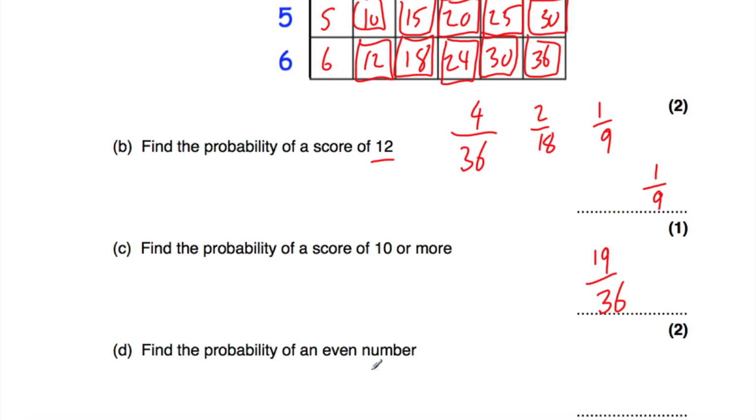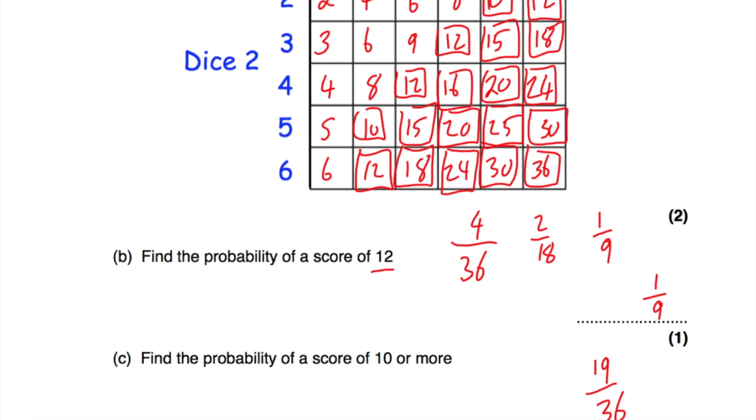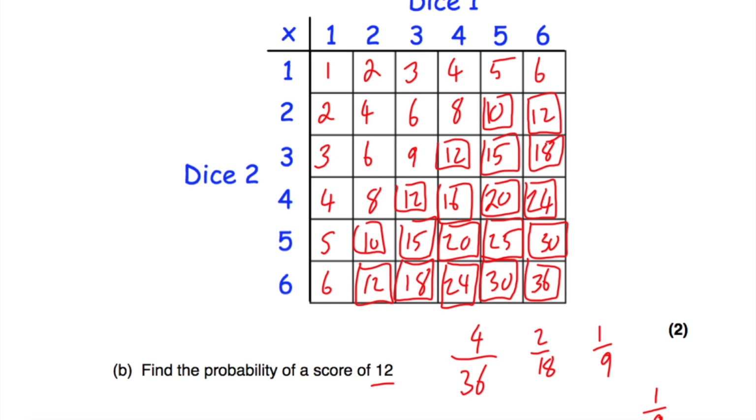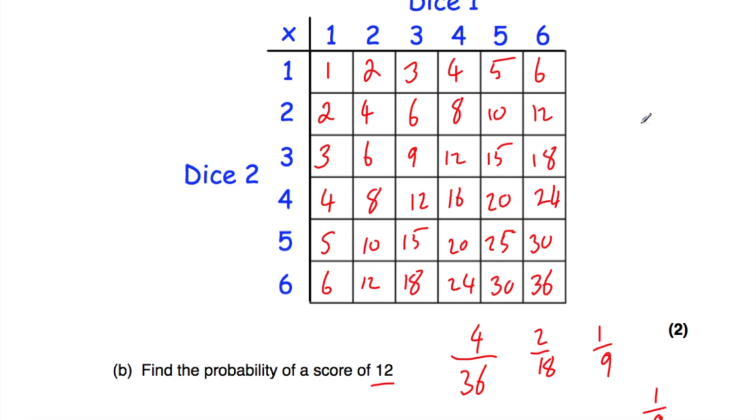Okay, and then part D. Part D says find the probability of an even number. So let's go back up to our sample space diagram and we're looking for any even number. In terms of the even numbers, this whole row is even. That's even, even, even, even, even, and even. So is this row, because obviously we're doing 4 times certain numbers. And then this row as well, they're all even as well. And then we've got even numbers here, here, and here, here, here, and here, and finally here, here, and here.